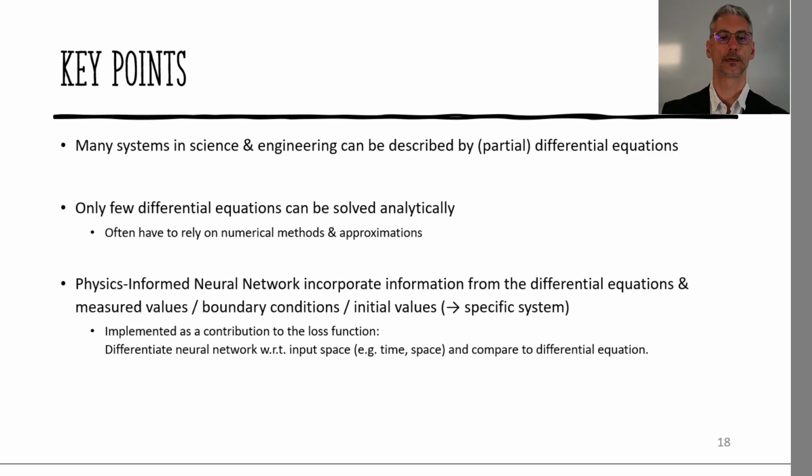So the key points here are: many systems in science and engineering can be described by partial differential equations, but only few of them can be solved analytically. So we typically have to rely on numerical methods and approximations, and physics-informed neural networks are able to incorporate information from the differential equations and the measured values, or boundary conditions, or initial values, whatever you have specific to your system, and then integrate that into the loss function. The key idea behind doing that is to introduce this physics-based loss and differentiate the neural network with respect to the input space, for example time, and compare that to the differential equation.